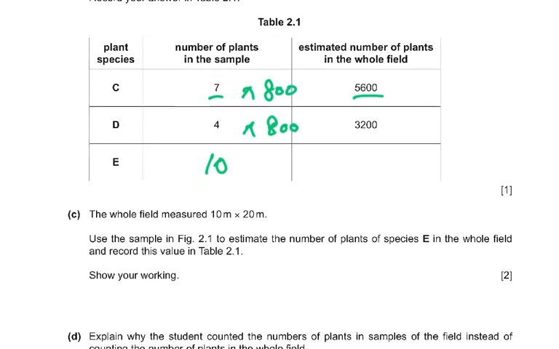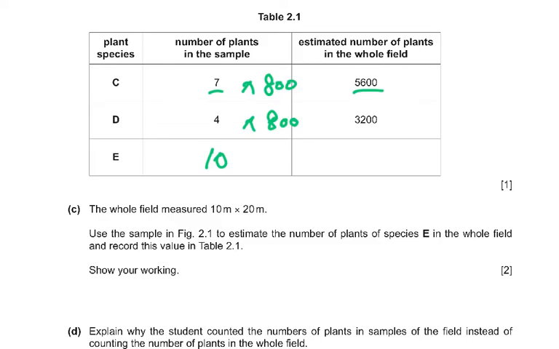Then it says the whole field measured 10 meters by 20 meters. Using the sample, estimate the number of plants of species E in the whole field. So it is 10, so 10 into 800. And then it says record the value in table 2.1. So please record it here, and it is 8,000. So if there are 10 in each sample, there'll be 8,000 plants.